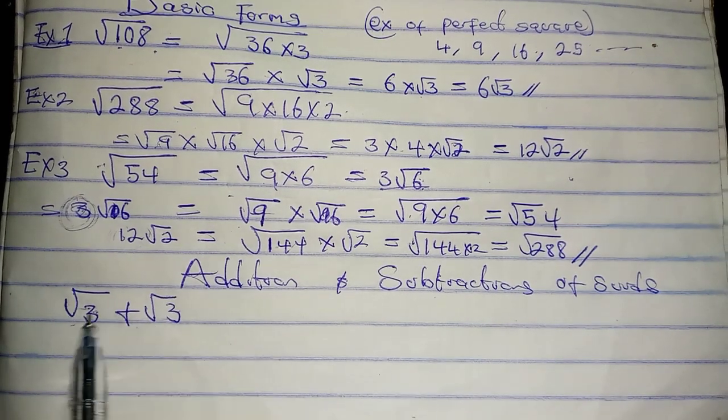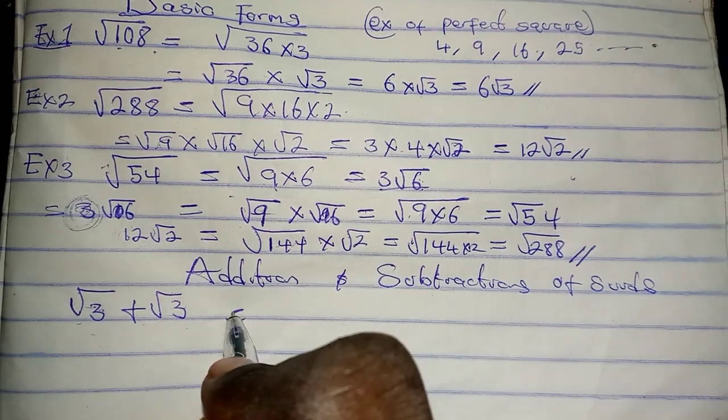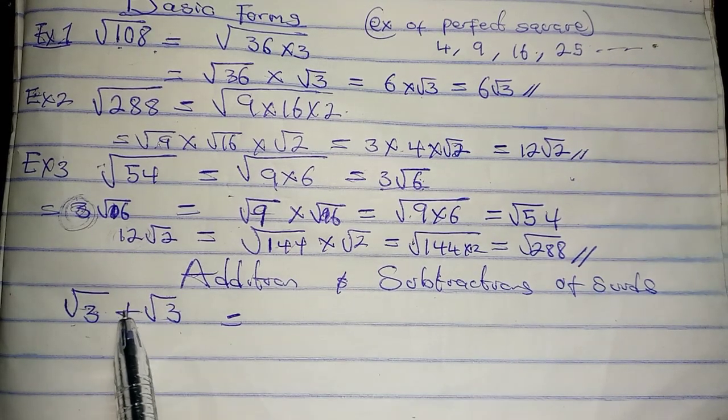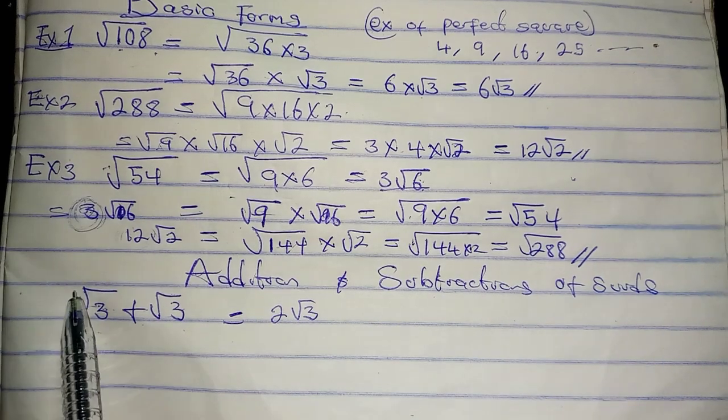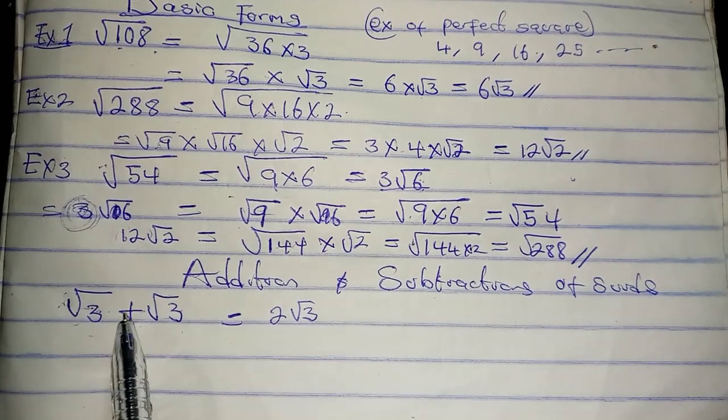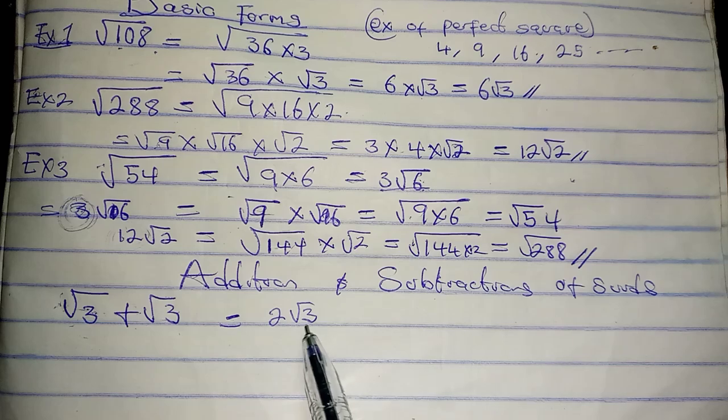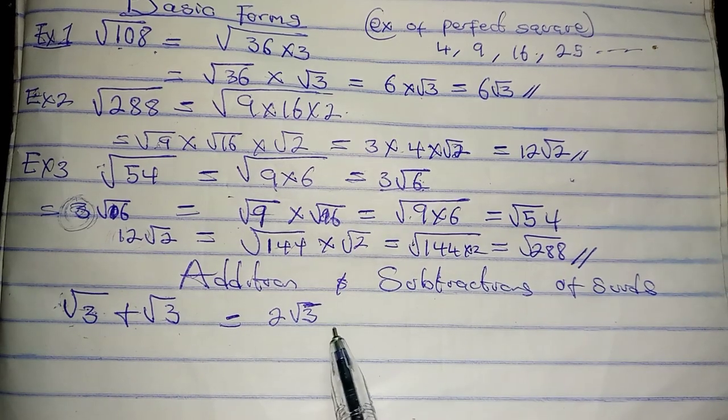You can say it has the same number under its square root. You can easily add it. Don't forget, you can add this. If you add this, you have 2 root 3, because there is a 1 in front of it. 1 times root 3 is going to give us root 3. So if you add these two together, it's going to give us 2 root 3.